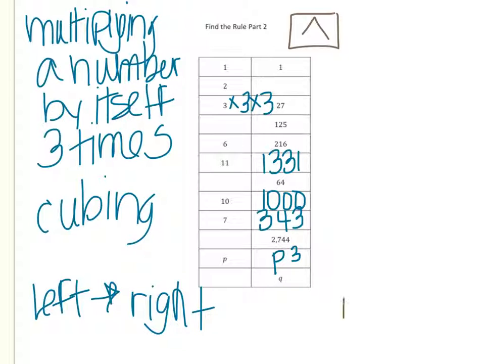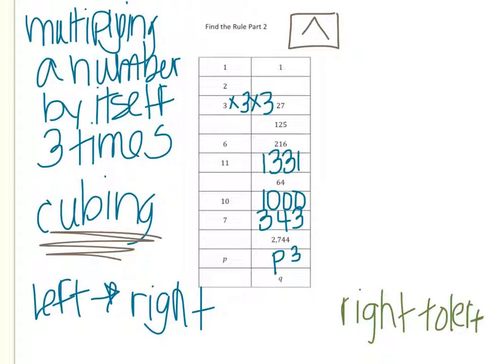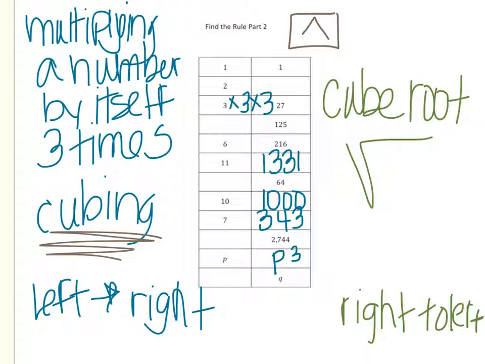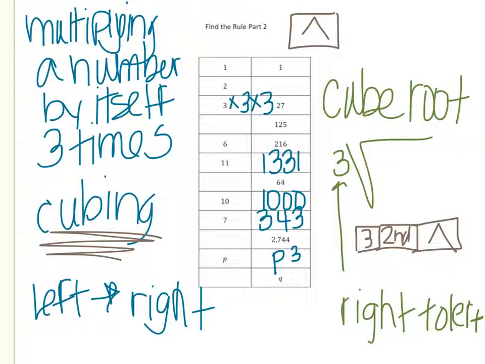So now we're going to go opposite, and we're going to go right to left. And the opposite of cubing something is going to be taking the cube root. This time I have that square root symbol or the radical symbol, and I'm going to put a 3 there. This 3 tells you it's the cube root. So how do you put a cube root in your calculator? You're going to hit the number 3. You're going to hit second. Then you're going to hit the caret symbol. And then you're going to put in whatever number that it is.